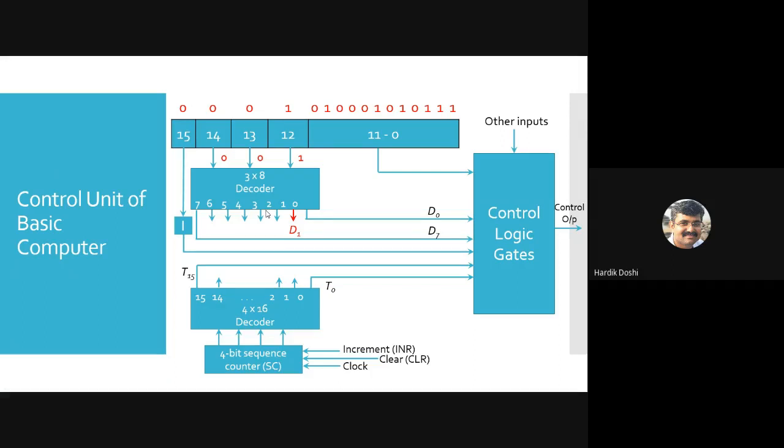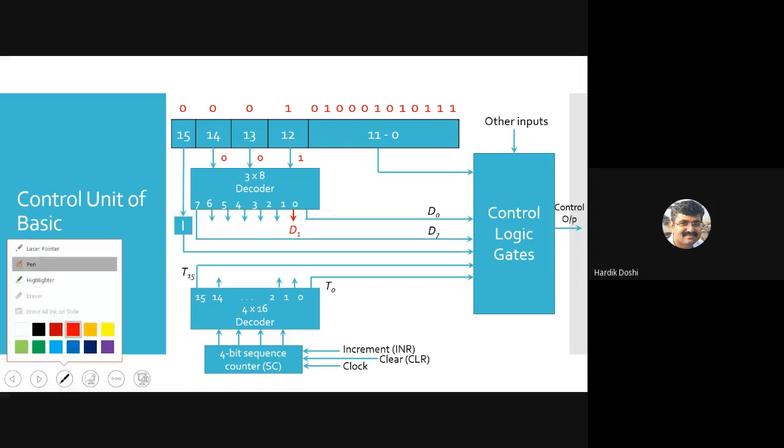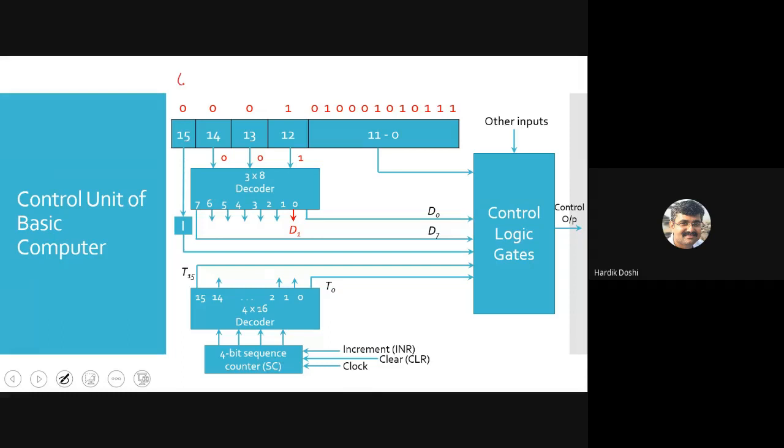Yes, sir. So now you have to tell me, if my instruction comes out to be 0, 0, 0, 0, 1, 0, 1, 1, 1, 1, 0, 1, 0, 0, 0, 0, what is this instruction?